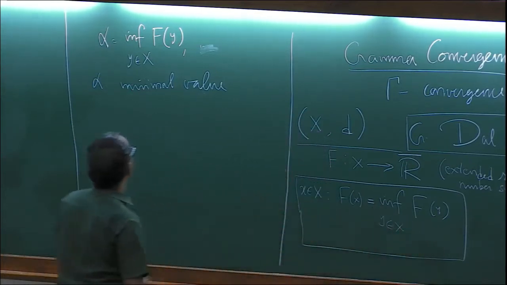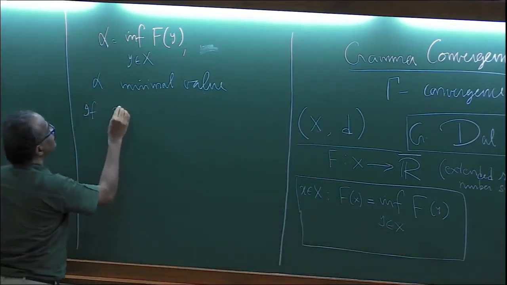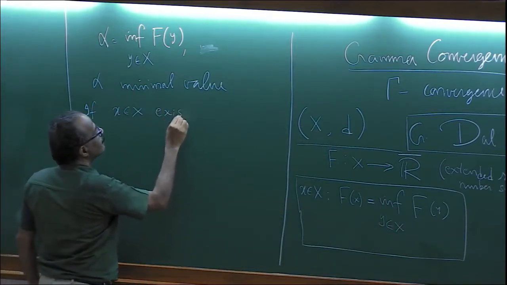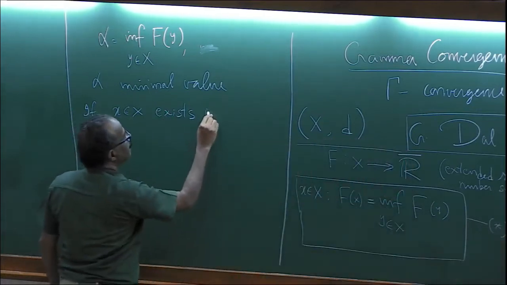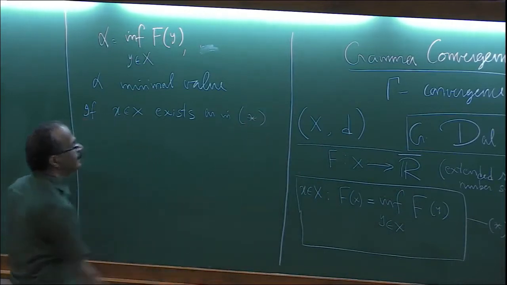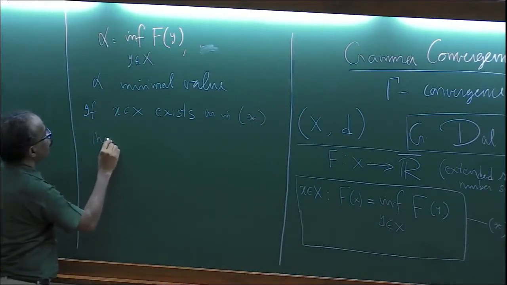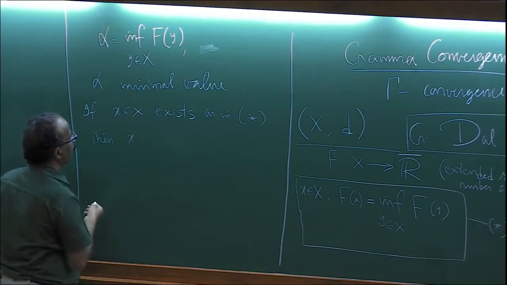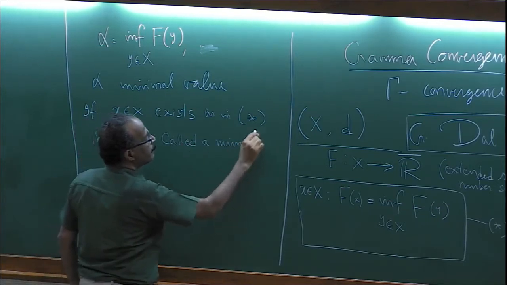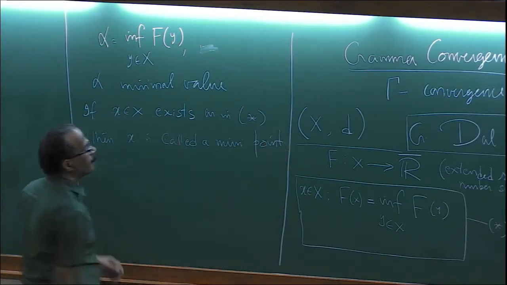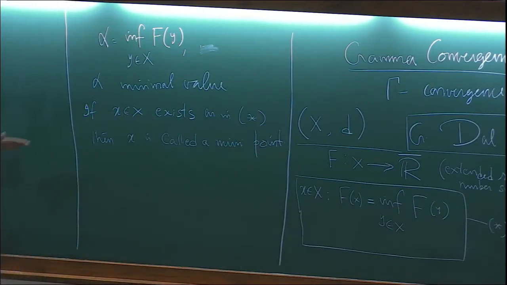Okay, but then if x exists, x is coming from here, as in star, then x is called a minimum point. You know all these points, but let me recall it. x is called a minimum point. So minimal value, minimum point, where it is achieved. A point where the minimum value is achieved is called a minimum point.